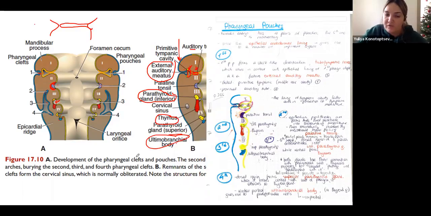We're going to see that, first of all, you need to remember what is the purpose of the ultimobranchial body. The ultimobranchial body, or specifically the neural crest cells that have given rise to it, are responsible for giving parafollicular cells of the thyroid gland. You remember the C cells, right? These parafollicular cells are secreting calcitonin. That's why they're called the C cells. And calcitonin, as you remember, lowers the calcium level in the blood.